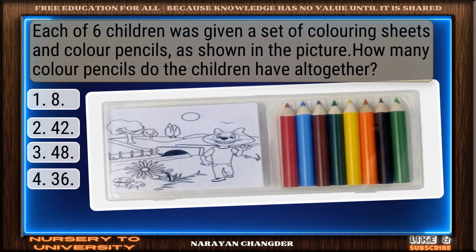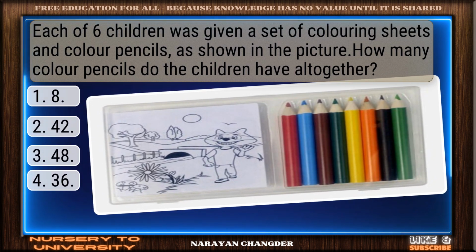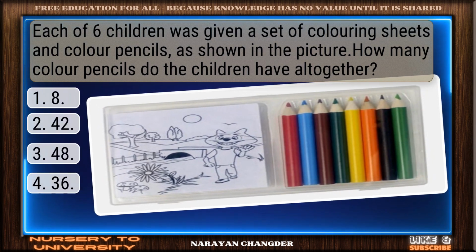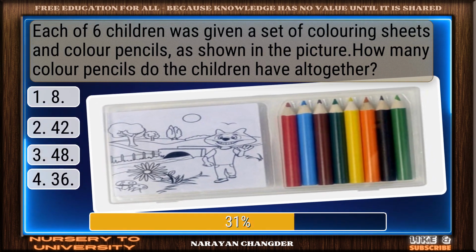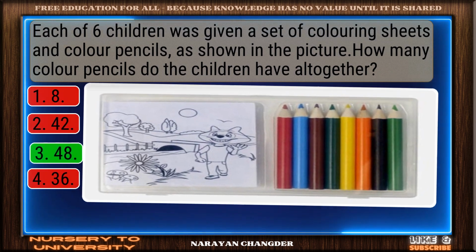Each of 6 children was given a set of coloring sheets and color pencils, as shown in the picture. How many color pencils do the children have altogether? Nicely done. 48 is a solid answer.